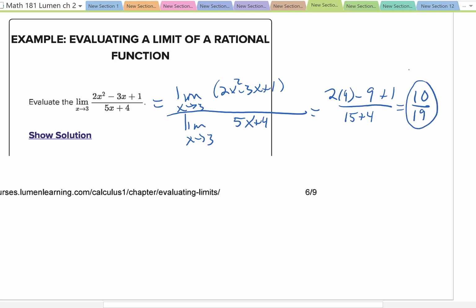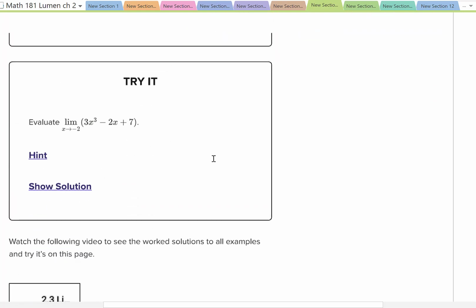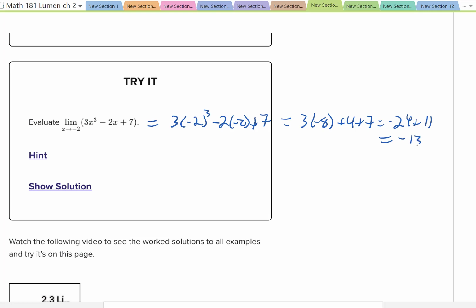Okay. Moving on. We have another one of these. So since that's a polynomial, we could just plug in the -2. So it's going to be 3 times -2 cubed minus 2 times -2 plus 7. So that's going to be 3 times -8 plus 4 plus 7. So it's -24 plus 11 gives us -13.